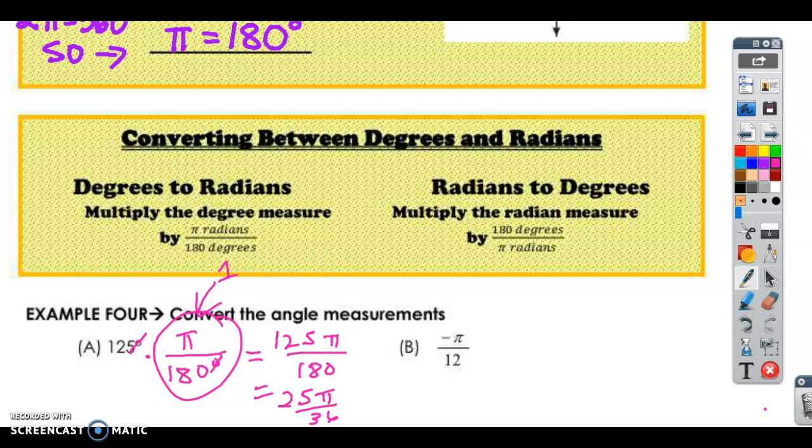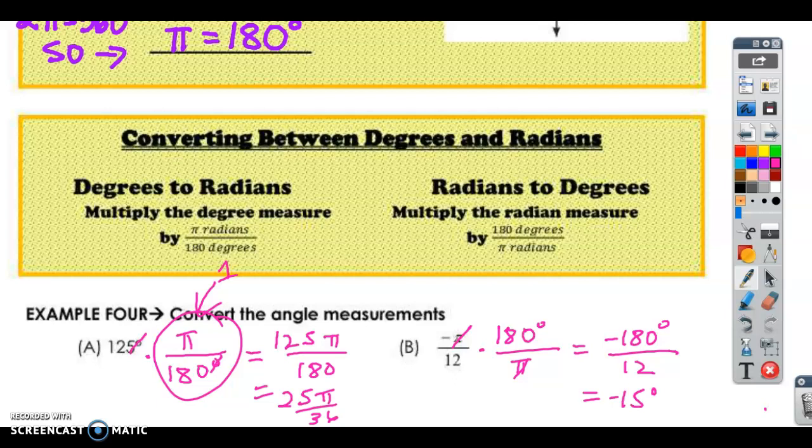Okay, now, next one. This one, B, is in radians. We need to convert that to degrees. So in our special 1, we're going to put our degrees in the numerator, and our pi in the denominator. Now, what happens when we multiply straight across? Before you even multiply, simplify. Those pi's are going to cancel. So I've got negative 180 over 12. When I simplify, I get negative 15 degrees.